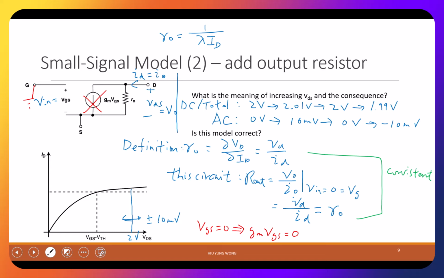It's just that it works. For example, he's asking why R0 is in parallel. If you put R0 in series, then here I don't have current, this is open circuit. Then your output impedance would not match this equation.